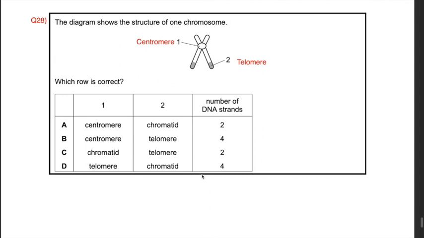And yes, the number of DNA strands is 4, because one chromatid would have 2 DNA strands, and since there are 2 chromatids, that is 4 DNA strands. Hence, the answer is B.